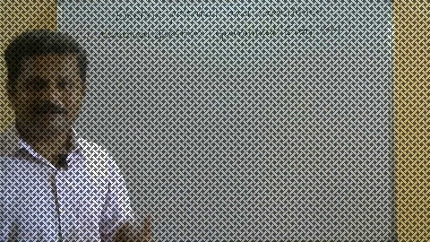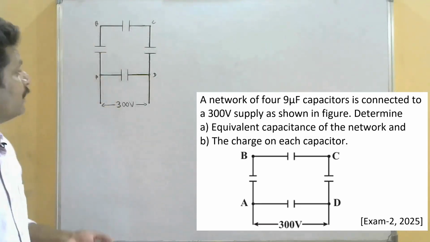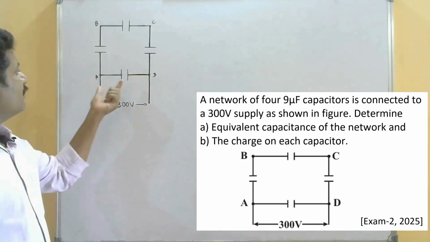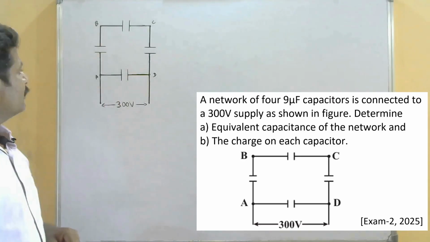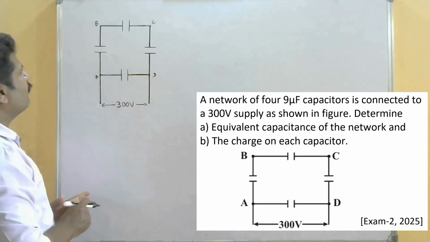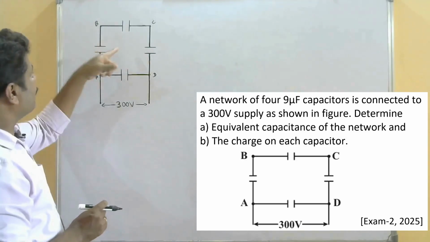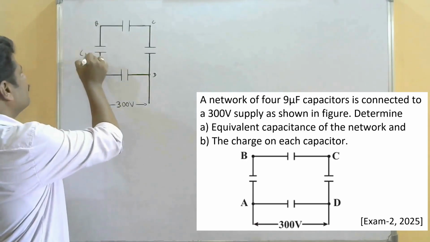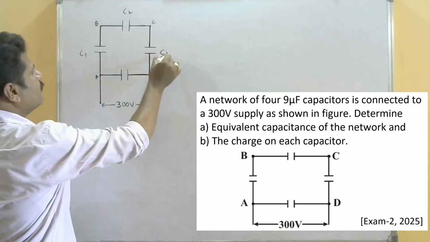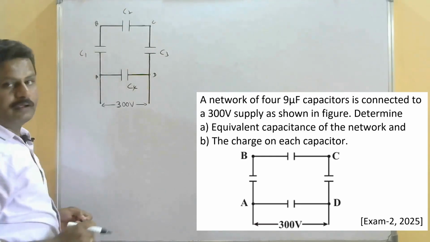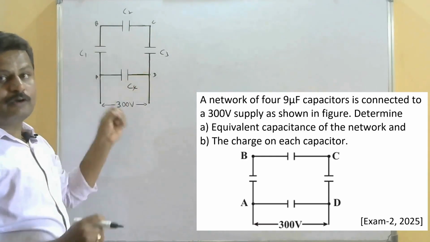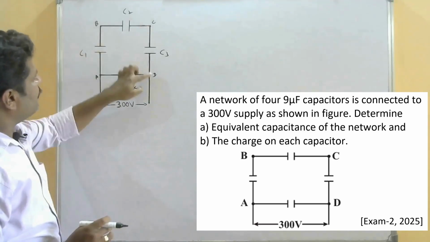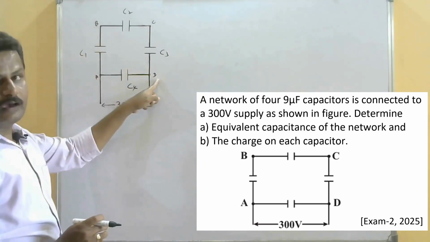Let's get started. In this problem, we need to find out the equivalent capacitance of this network as well as the charge on each capacitor. In this diagram, we have four capacitors of capacitance 9 microfarad each. Let me mark these as C1, C2, C3 and C4, and all these are equal to 9 microfarad. You can see A, B, C, D is one branch and A, D is another branch.